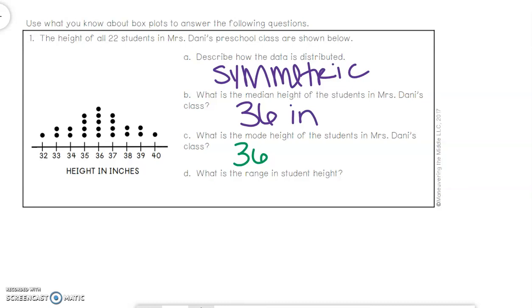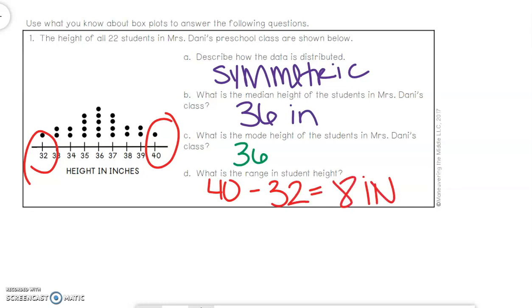And the range is the difference between the high and the low. So looking for my highest dot over here at 40, looking at my lowest dot there at 42. The difference means to subtract. So I'd find that my range is 8 inches.